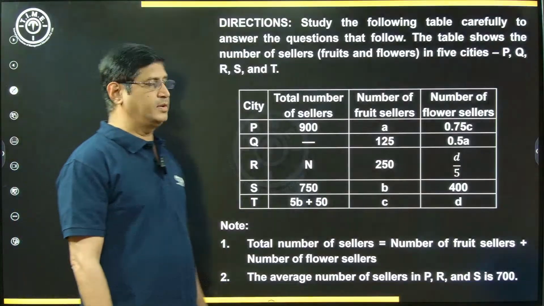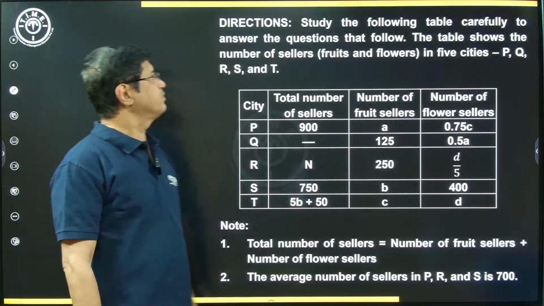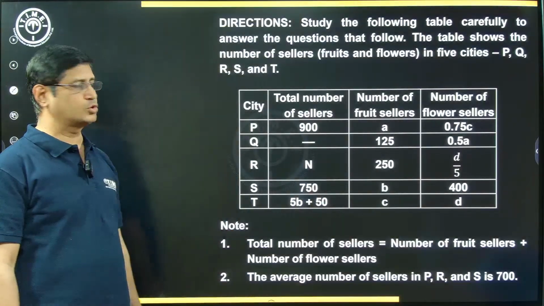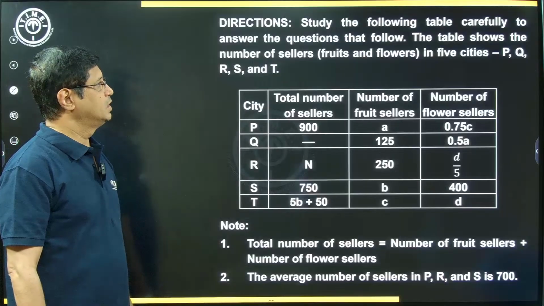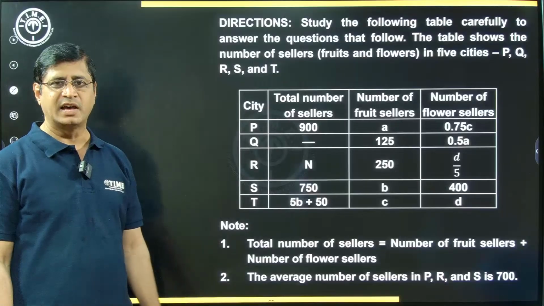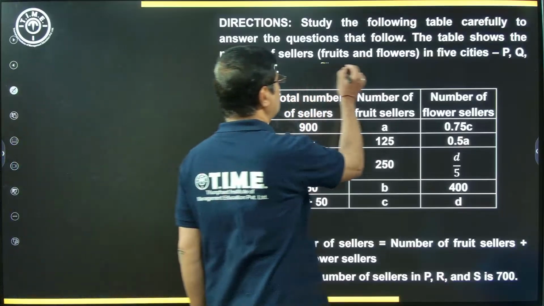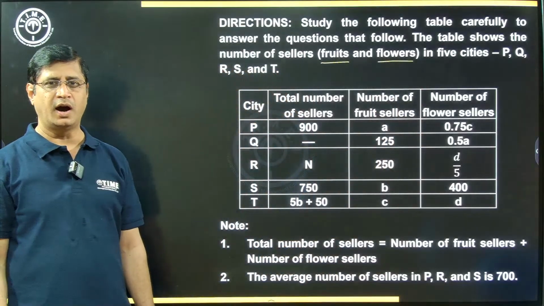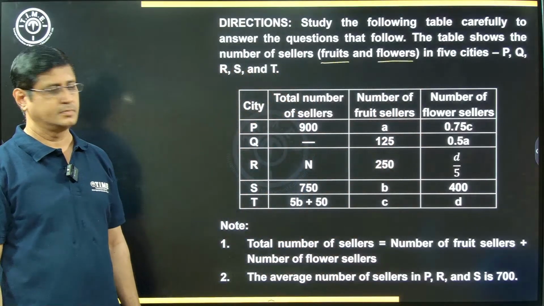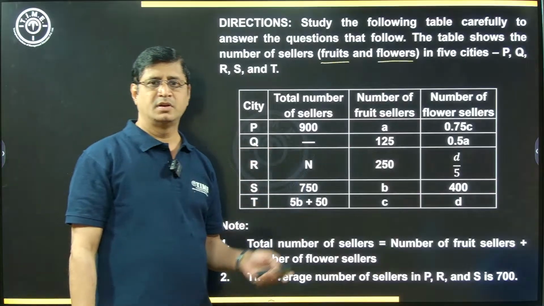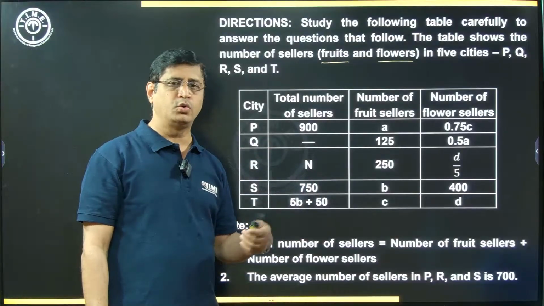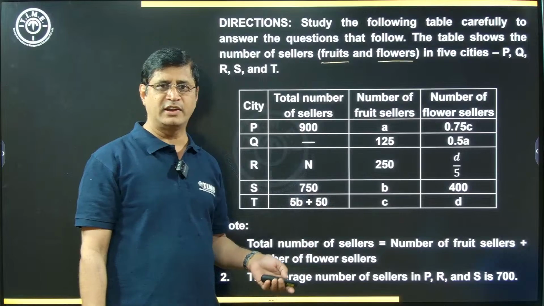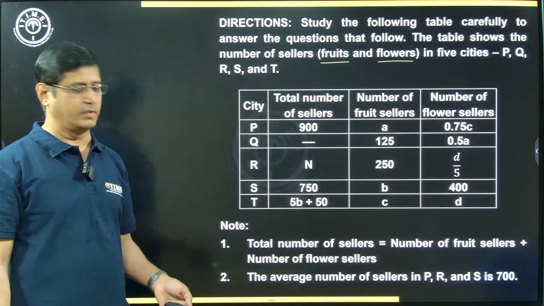Here directions are given. Study the following table carefully to answer the questions that follow. The table shows the number of sellers, fruits and flowers in 5 cities P, Q, R, S and T. Look at the table here. Some values are missing here. We need to find out those values by using the given information.